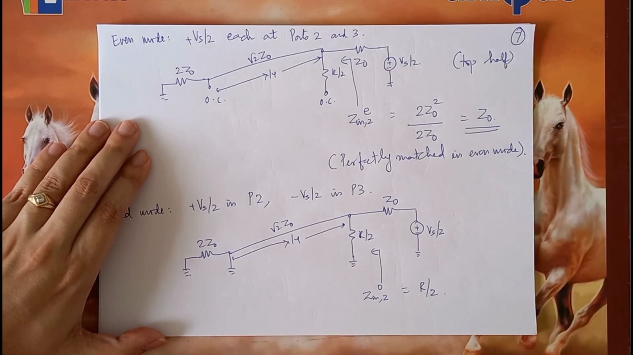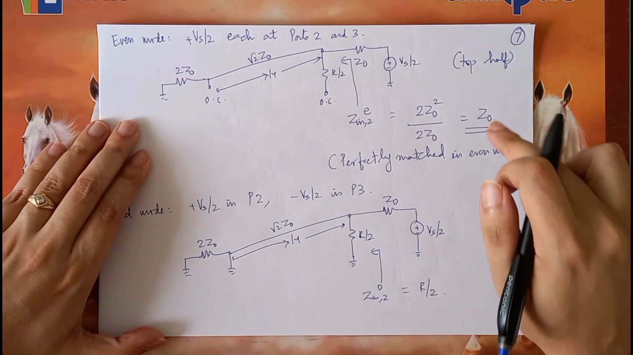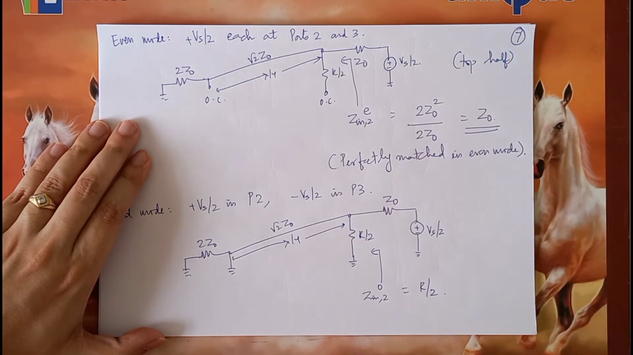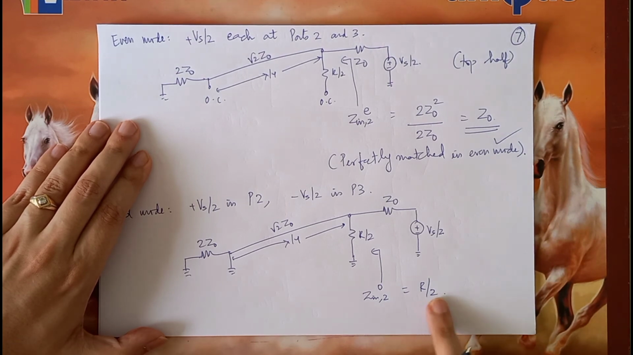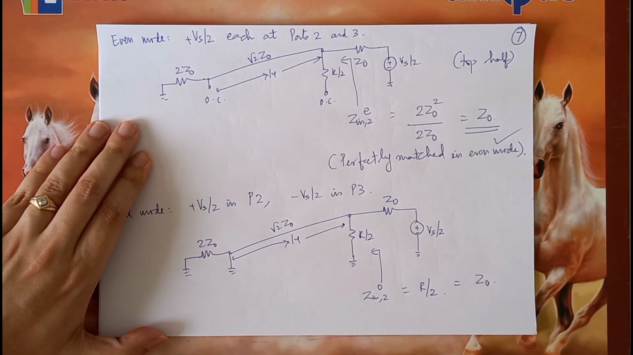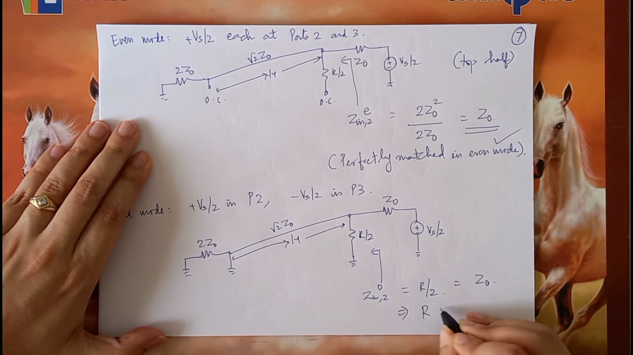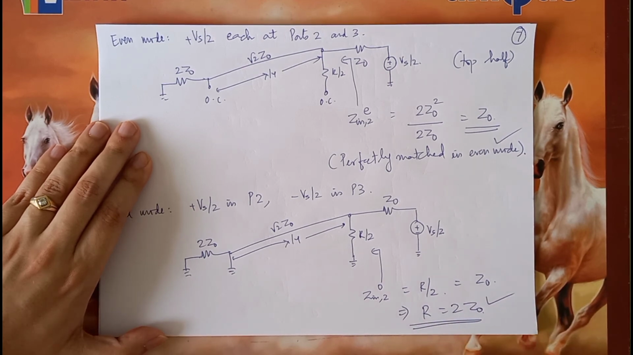Now what we want is that port 2 should be matched to Z0 in even mode as well as odd mode. We saw that in even mode it's working, but in odd mode the impedance seen by port 2 is in terms of R, and what we want is this should be equal to Z0. So that means if the value of R is 2Z0, then port 2 will be matched.